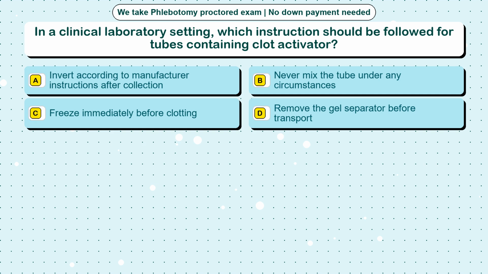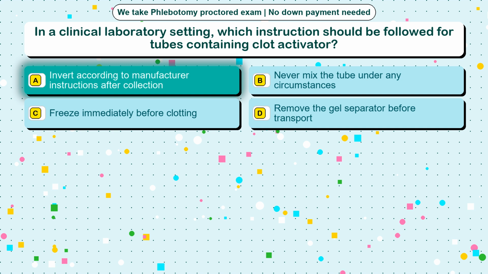Question 1. In a clinical laboratory setting, which instruction should be followed for tubes containing clot activator? Option A. Invert according to manufacturer instructions after collection. Option B. Never mix the tube under any circumstances. Option C. Freeze immediately before clotting. Option D. Remove the gel separator before transport.